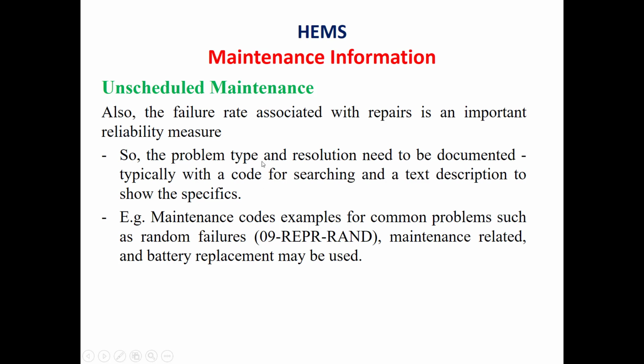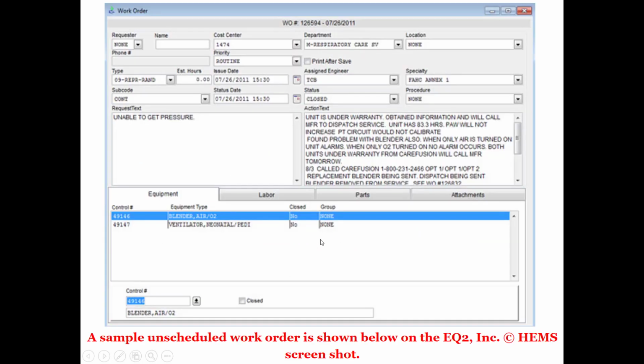Why is this important? It will be important in generating reports and analyzing them in order to take actions. Here is an example of some maintenance codes for common problems such as random failures. This is a code used if we have a random failure; maintenance related and battery replacement may also be used. This is an example of an unscheduled work order in the HEMS system.